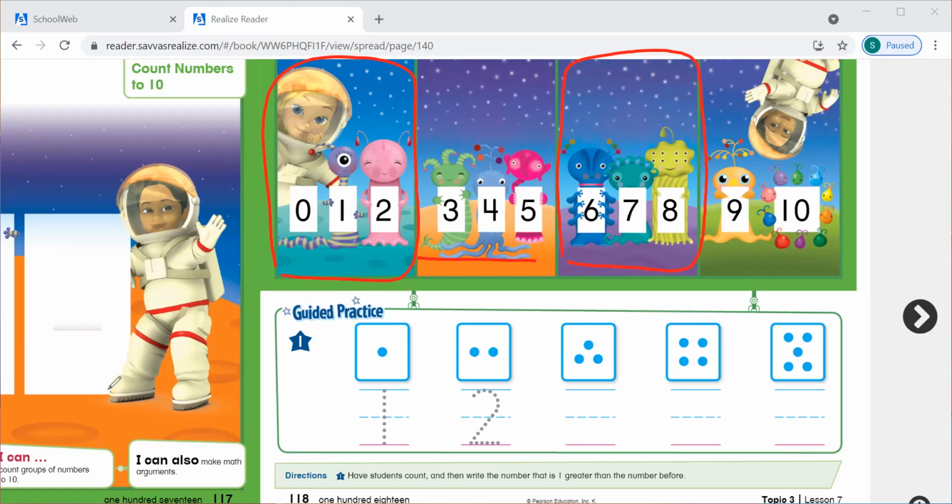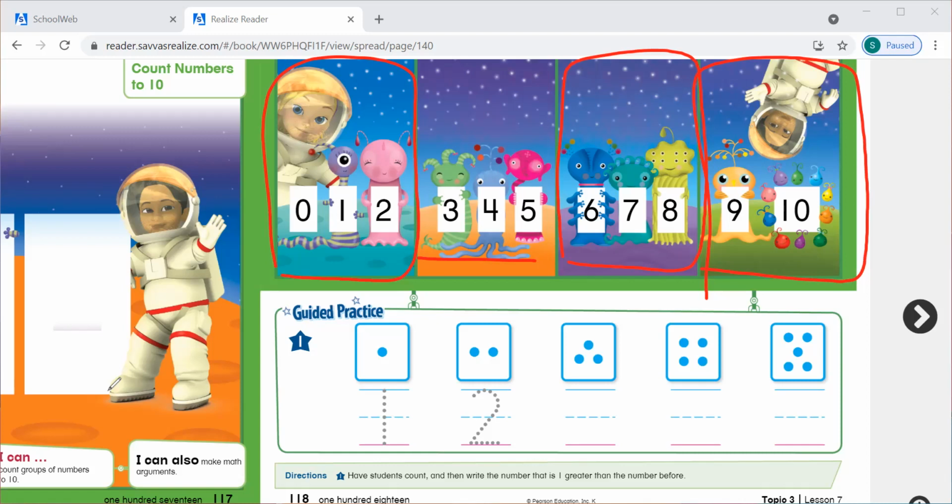Let's look at the last box here. And what numbers do you see? We see 9, 10. Which number is last? 10. Are the numbers in order? Yes. And how do you know? Because 10 is 1 greater than 9.